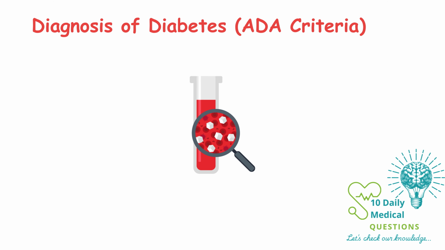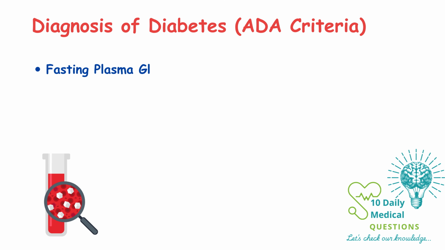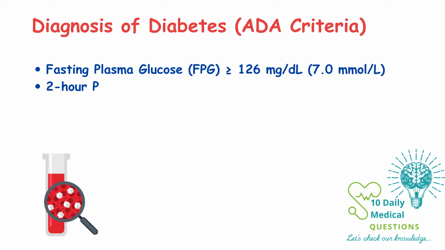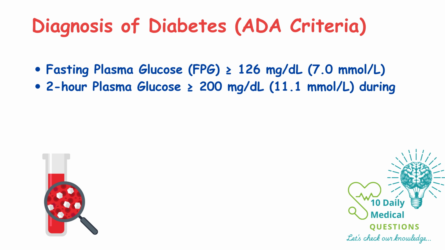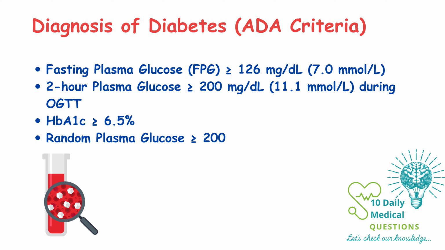Diagnosis of diabetes. Diagnosis of diabetes is based on blood glucose levels. According to the American Diabetes Association, a fasting blood glucose of 126 mg per deciliter or higher, a 2-hour plasma glucose of 200 mg per deciliter or higher during an oral glucose tolerance test, an HbA1c of 6.5% or higher, or a random plasma glucose of 200 mg per deciliter with classic symptoms can confirm diabetes.